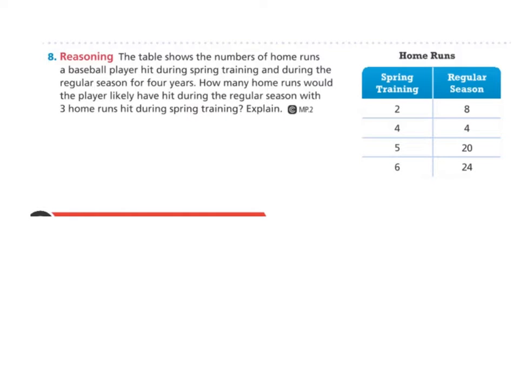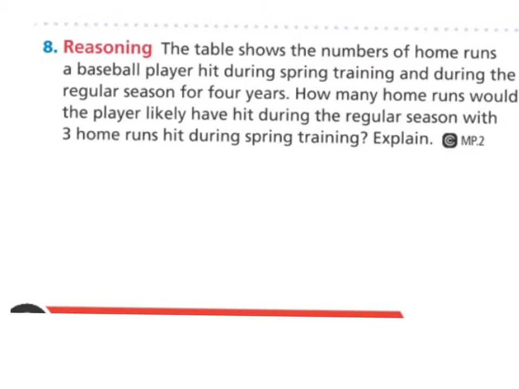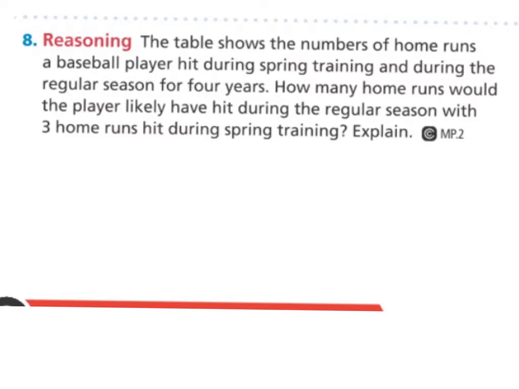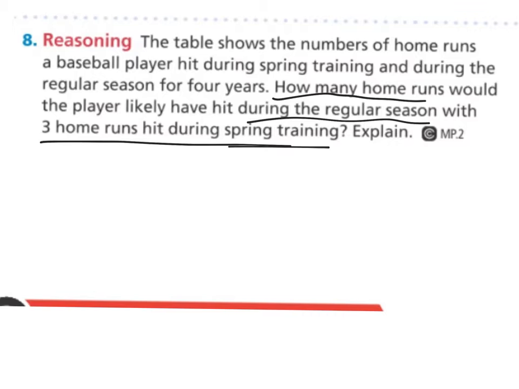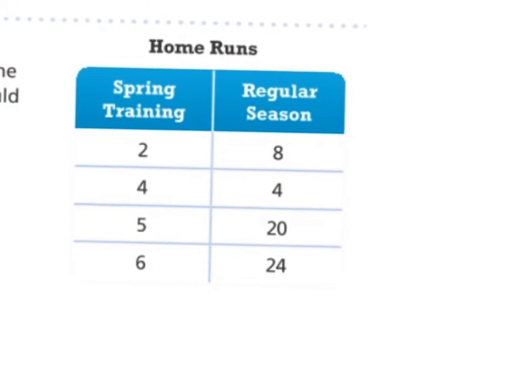Number 8, the table shows the numbers of home runs a baseball player hit during spring training and during the regular season for 4 years. How many home runs would the player likely have hit during the regular season with 3 home runs during spring training? So if we had 3 home runs during spring training, the question is how many home runs during the regular season?